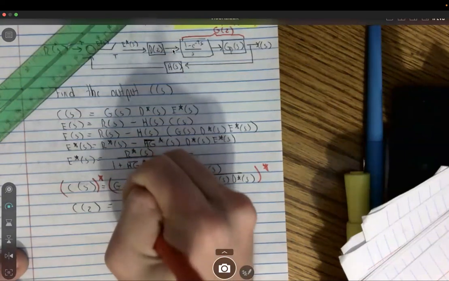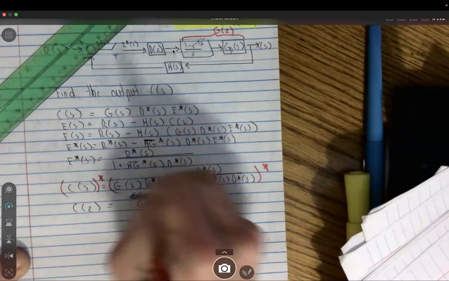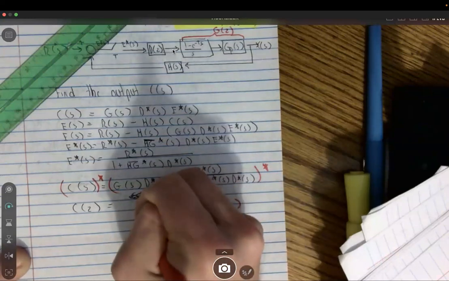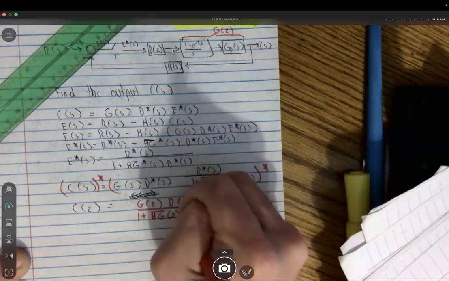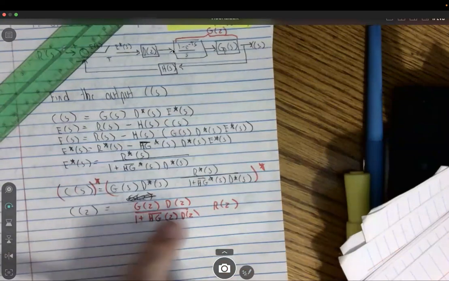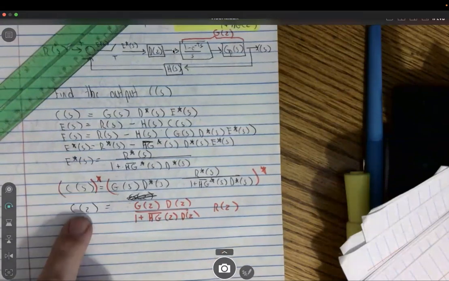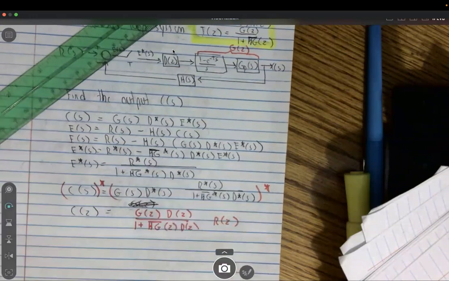So when we take the star transform, we would get G of Z times D of Z times R of Z, and then 1 plus HG combined of Z, and then D of Z. There you go. So that would be your output in terms of your input multiplied by the transfer function. That would be in the Z domain, but if you had to find the C of S, it would be all this without the red star transforms. So that would be the correct one in order to solve that system. Hopefully that makes sense.